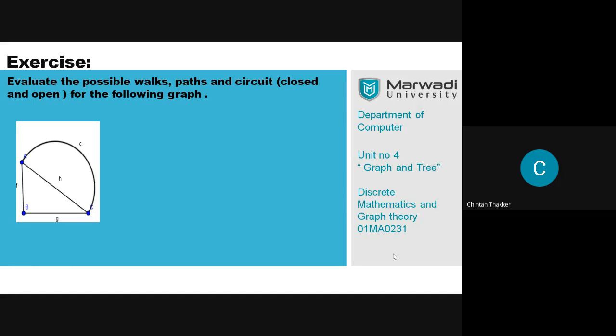A C C. Ritesh, you have repeated the edge in a walk. You cannot repeat the edge in a walk. You can repeat the vertices. So you can write the walk as A C, then C, then H A, then F B. Okay, this is a walk where we repeat the vertex A.